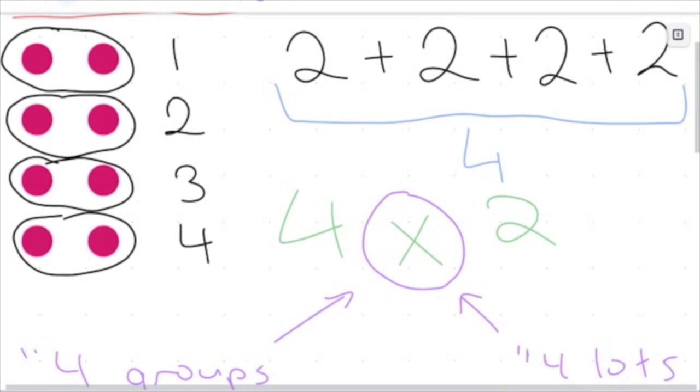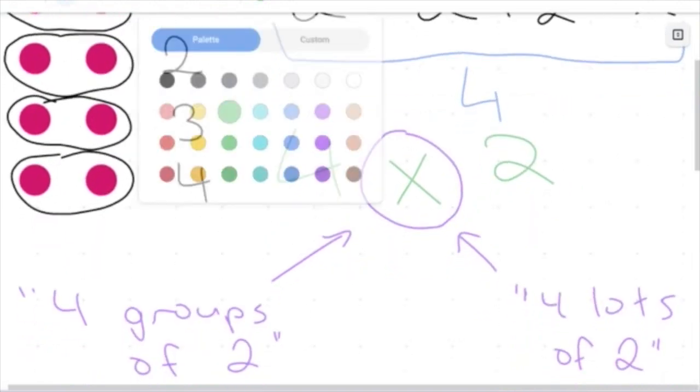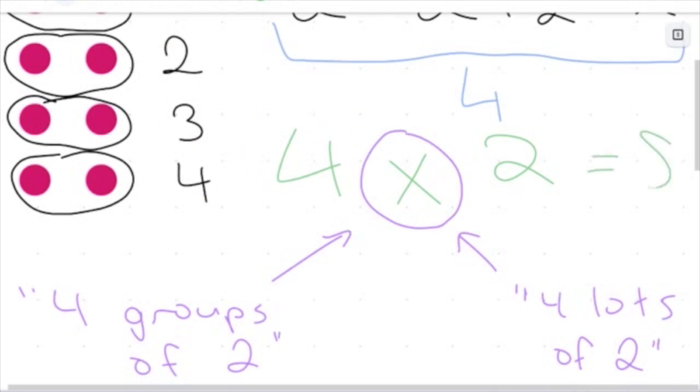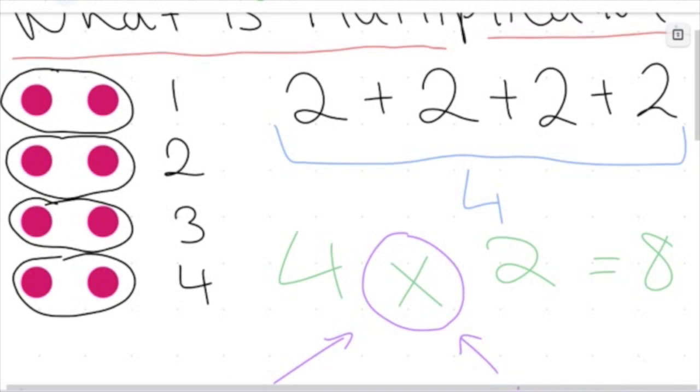So when I say 4 times 2, that's like taking 4 groups of 2. And when I take 4 groups of 2 or 4 lots of 2, that's like saying 2 plus 2 plus 2 plus 2 gives me 8. So 4 times 2, in essence, gives me 8. It gives me the same thing as if I were to add 2 plus 2 plus 2 plus 2.